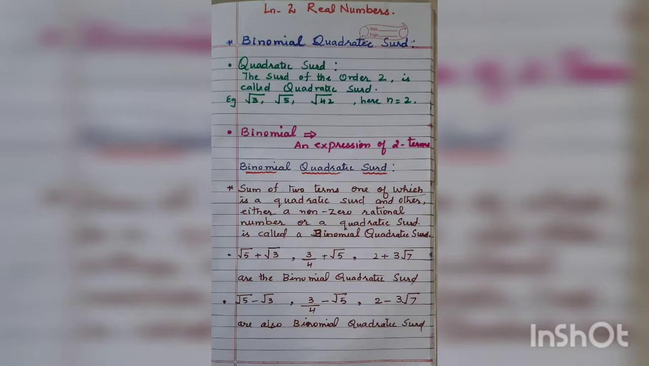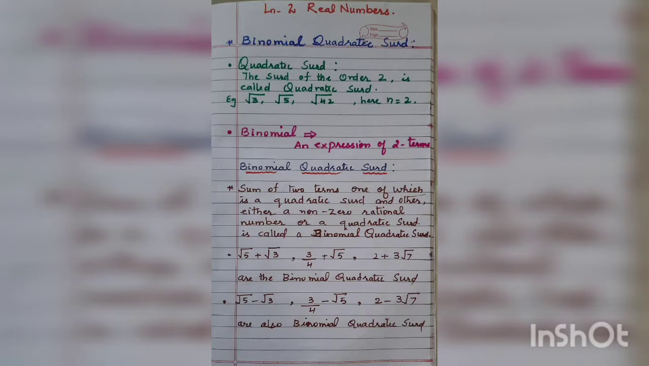Now here you can see the example. First in example we have root 5 plus root 3. So here root 5 plus root 3, both that is root 5 as well as root 3, both are quadratic surds where the order is 2, right? So as per the definition, root 5 plus root 3 is an example of binomial quadratic surd.